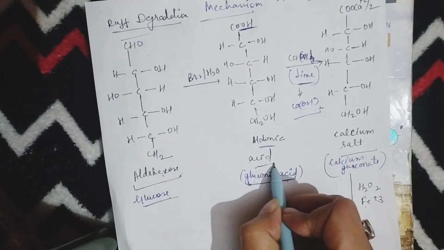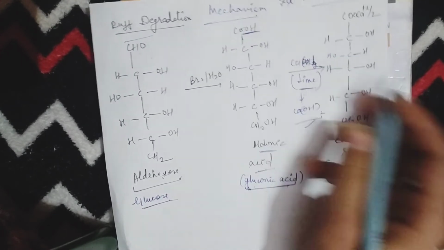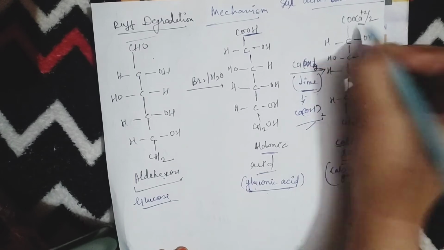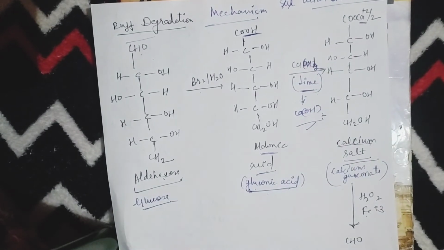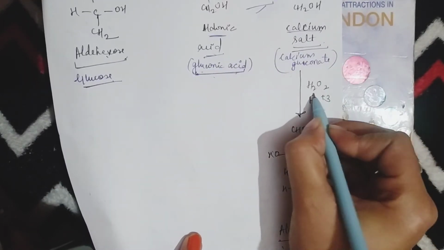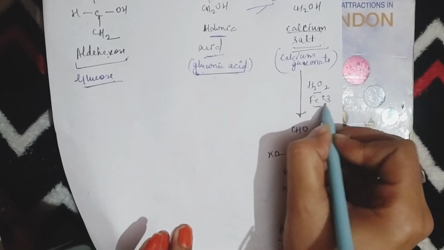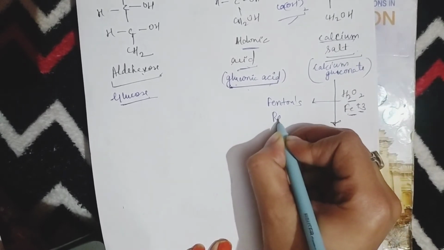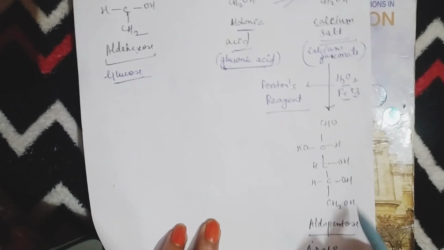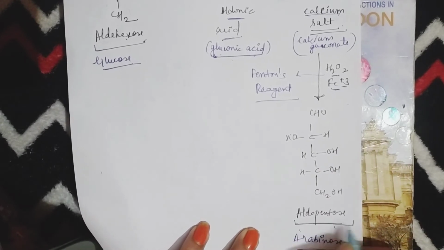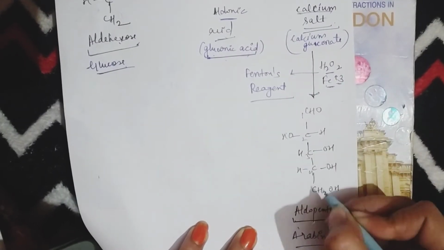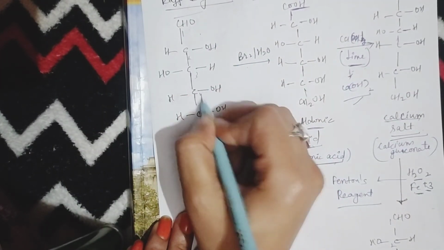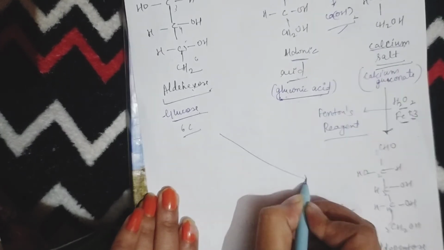And here also, we treated the acid with base, that is lime, and we get a calcium salt, as you see there. Then this calcium salt is treated with hydrogen peroxide in the presence of Fe+3 ion. This is called, as we studied earlier, Fenton's reagent. Then we obtained our final product, that is aldopentose. In this there are 1, 2, 3, 4, 5 carbons, and we started with 1, 2, 3, 4, 5, 6, 6 carbons. So we can see the degradation.